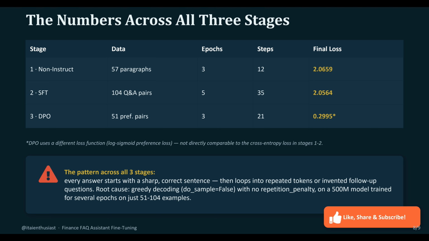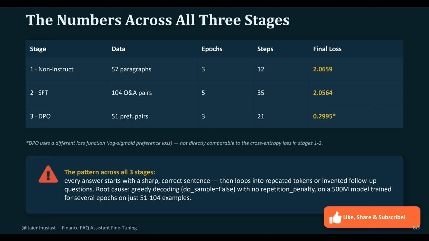Stage 3 loss of 0.2995 looks dramatically lower, but don't be fooled. DPO uses a completely different loss function, a preference loss, not cross entropy. So it's not an apples to apples comparison with the first two numbers.